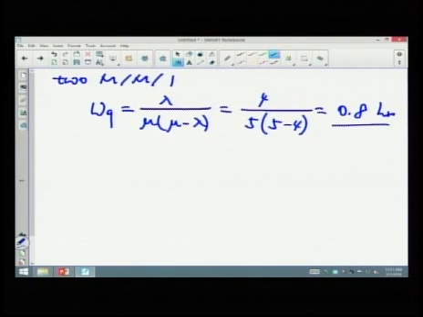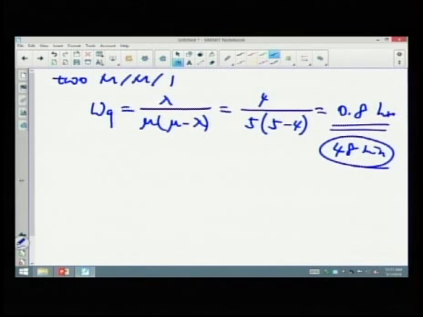How many minutes is 0.8 hour? You need to multiply by 60, right? Then how many minutes is that? 48 minutes, right? So I would say for the two M/M/1 case, the average waiting time is 48 minutes.